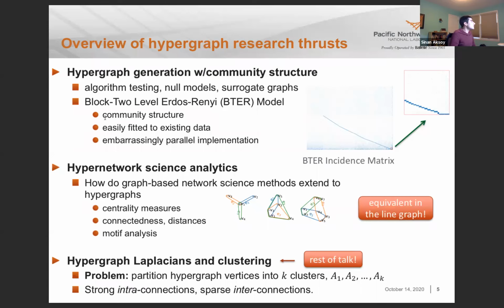So I have some work in this area on something called the block two-level Erdos-Renyi model, which is a generative model that builds hypergraphs with a very fine-grained notion of community structure.